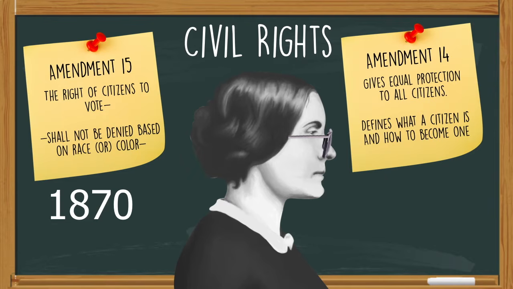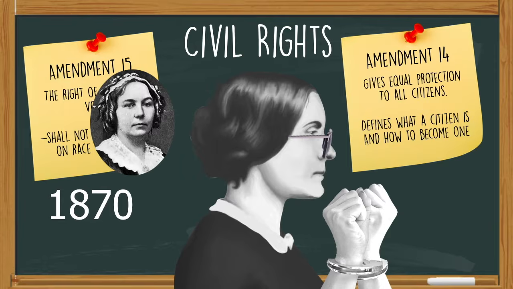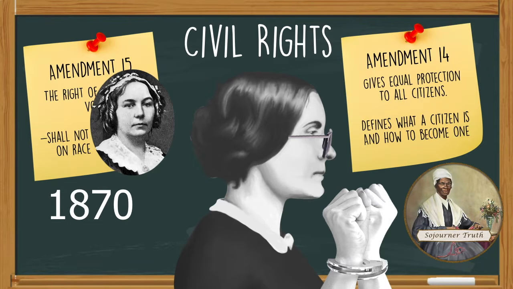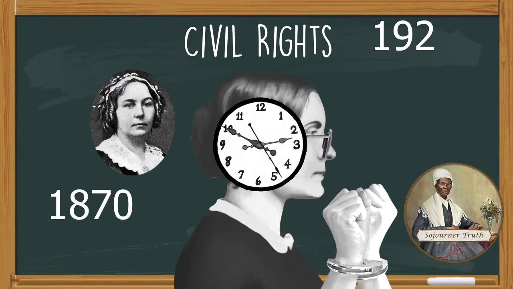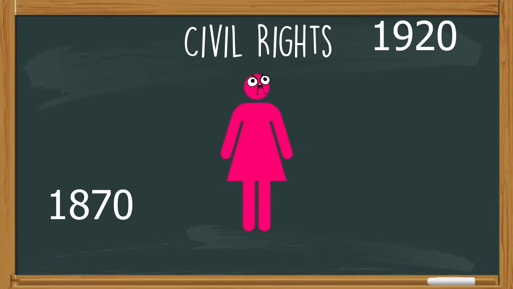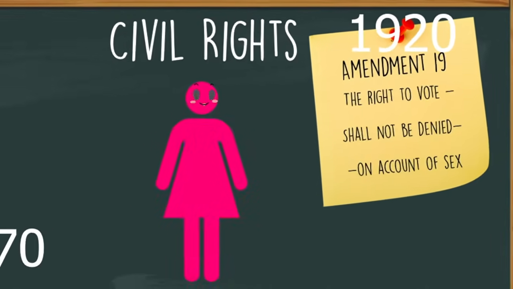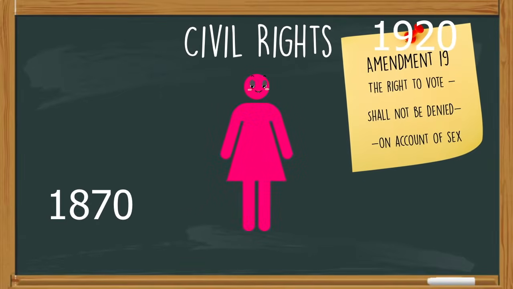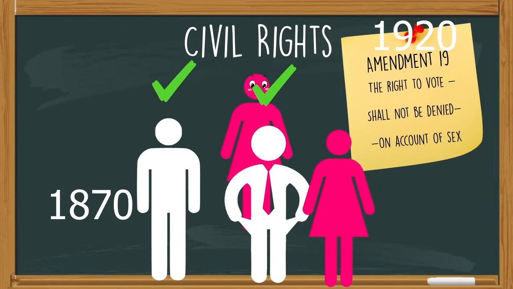Therefore, I should be able to vote. Well, she was immediately arrested, and she wasn't the only one, okay? Elizabeth Cady Stanton, Sojourner Truth, a lot of women started fighting even harder for their rights to vote. 50 years after the 15th Amendment is written, finally women get the 19th Amendment, which states the right to vote shall not be denied on account of sex. Well, it took until 1920, but finally, regardless of gender, race, or wealth, everyone in America can now vote.